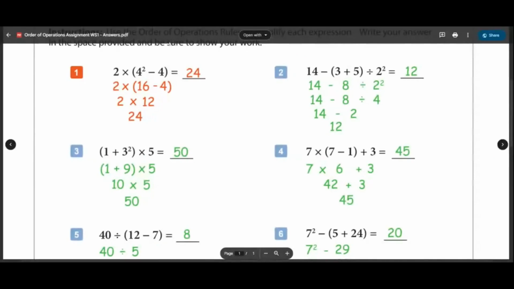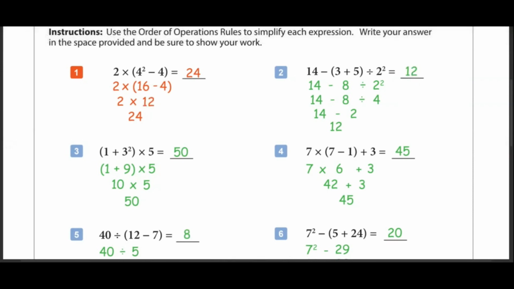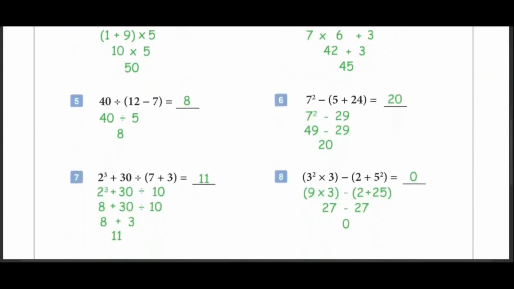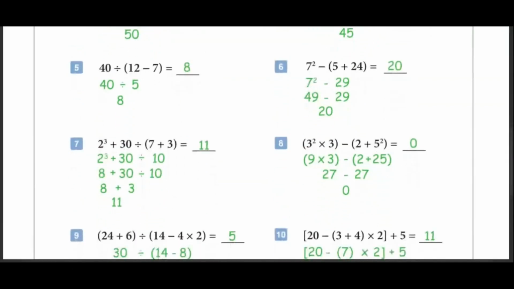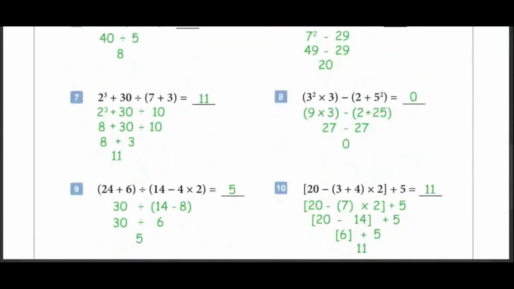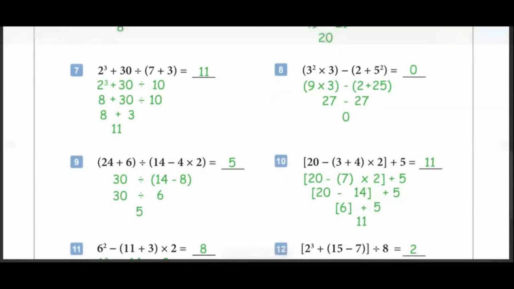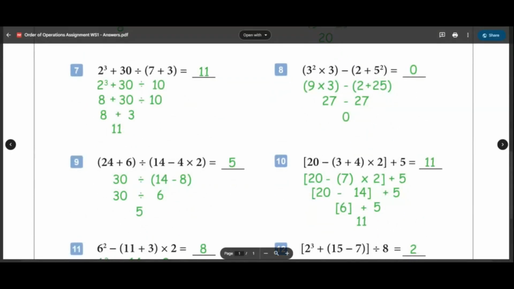All right, let's go back to this sheet, and I've got number 7 that you want me to work, number 10, any others from this sheet? All right, well, let's look at number 7.